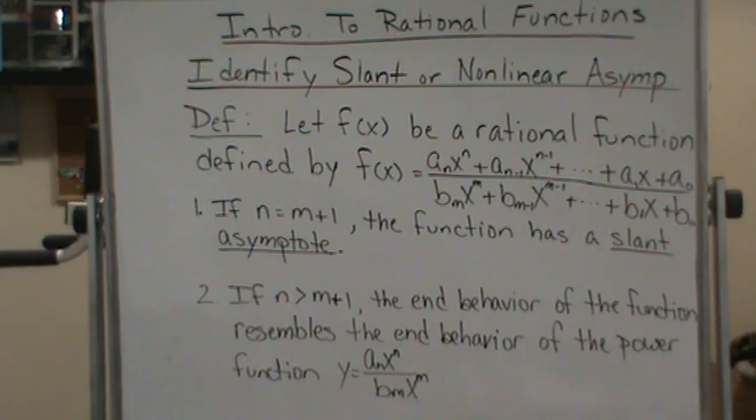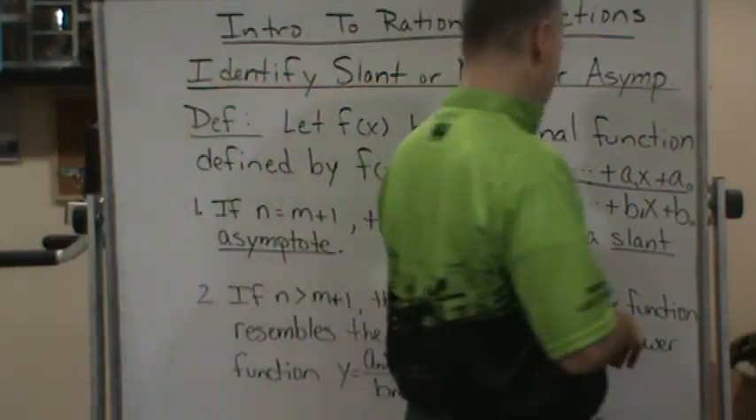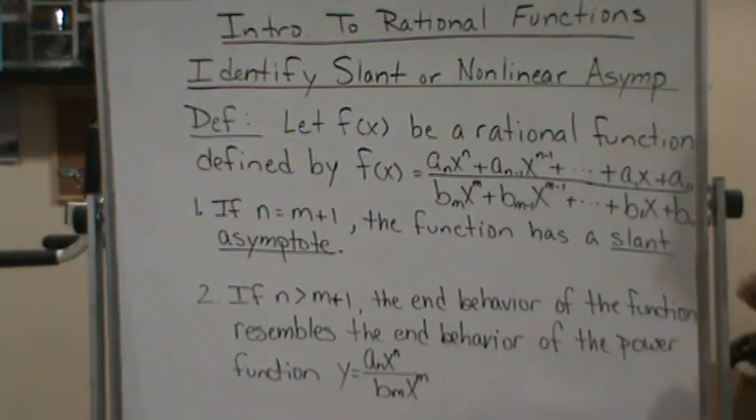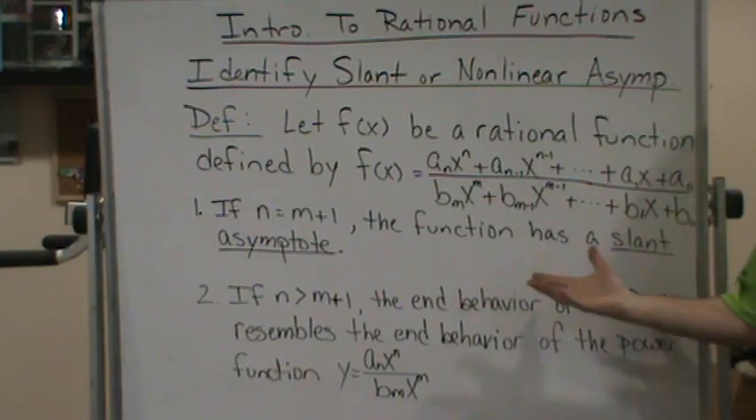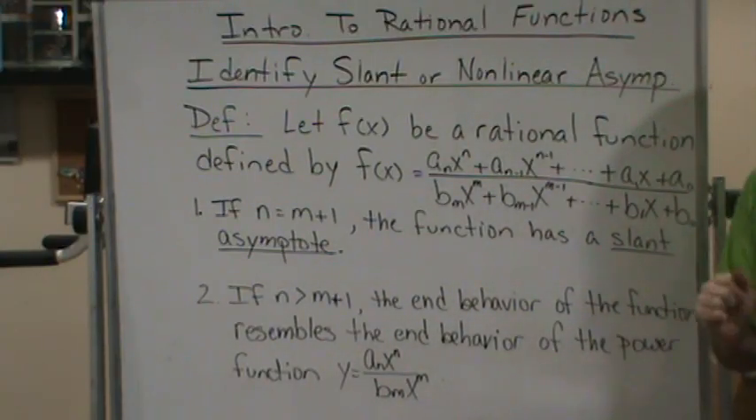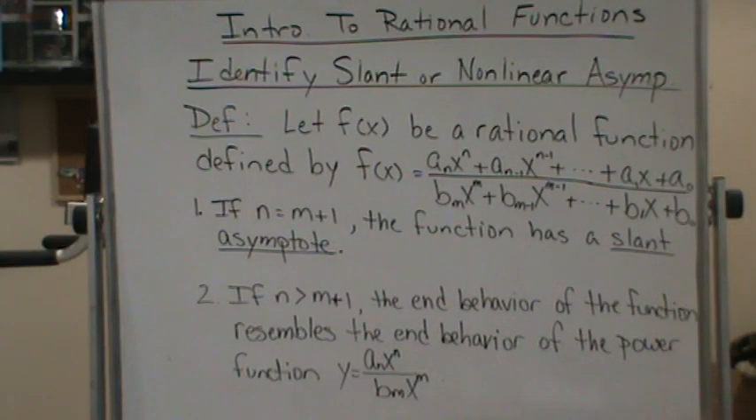Okay, now also, one thing I do want to write, to find the equation, so if we want to find the equation that represents the slant or the nonlinear asymptote, what we're going to do is we're going to do division. We're going to divide the top and the bottom and find what that quotient function is. And whatever that quotient function is, that's going to be the equation of the asymptote.